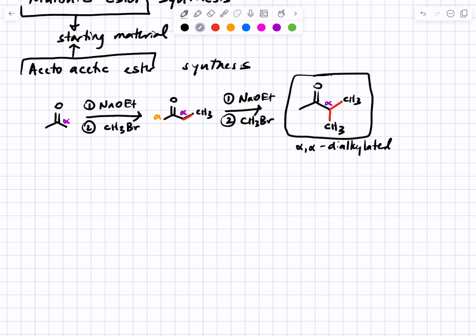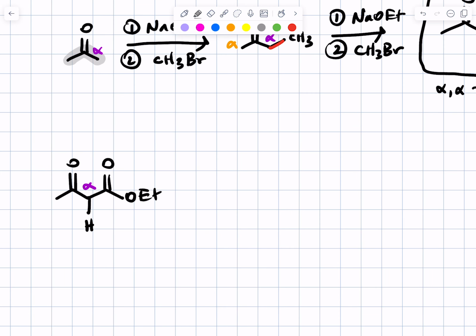So what I'm going to do is highlight in gray the carbons that were present in the original starting material, and then I'm going to show you this alternative approach, and highlight the corresponding carbons that are present for this alternative approach. So this molecule is called acetoacetic ester.